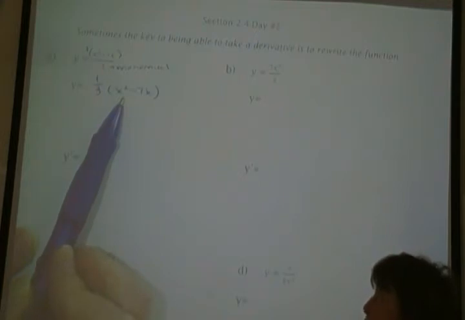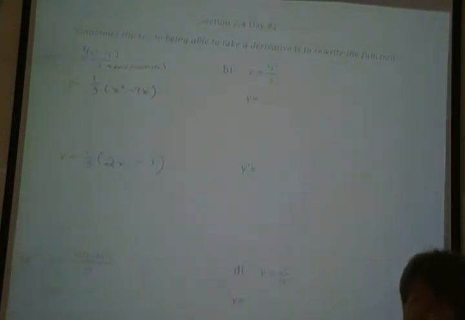And constant multiples mean when you take the derivative, they can just come along for the ride on the derivative, and then you take the derivative of x squared, which is 2x, and 7x, which is 7, and that would be the fastest way to do the derivative of this problem, rather than using the quotient rule when it's not needed.